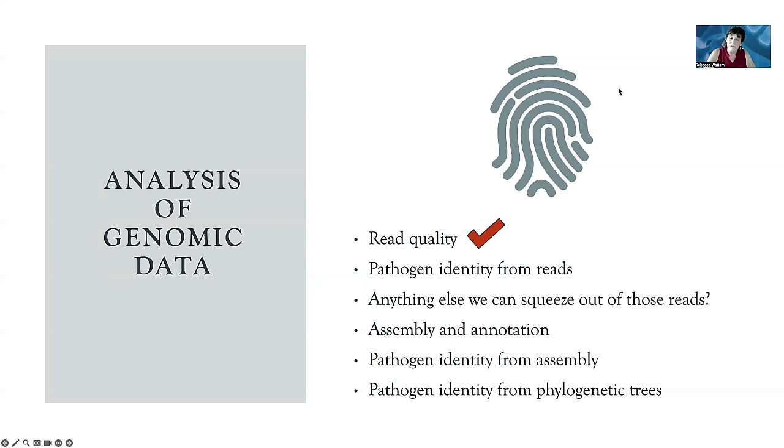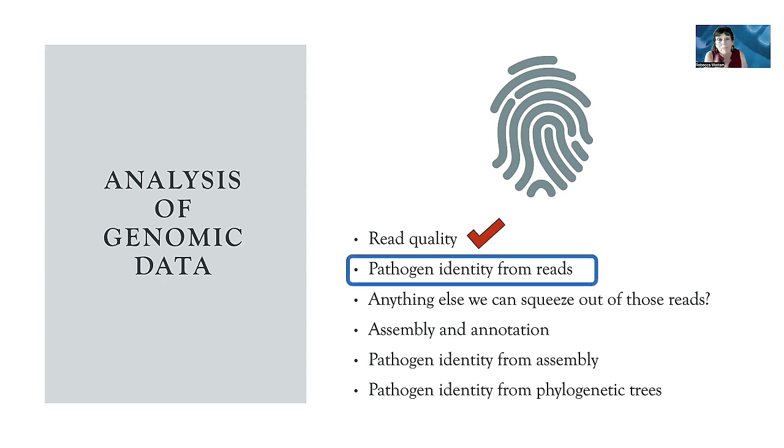So in the last episode, we looked at read quality from those reads that were isolated from the pathogen. We have this pathogen that's spreading across Europe. We weren't sure what it was. They sent it off for sequencing. They've returned the reads to us. The first step was to look and see if those reads were any good, and they were good. So the next step is, do we know who it is?